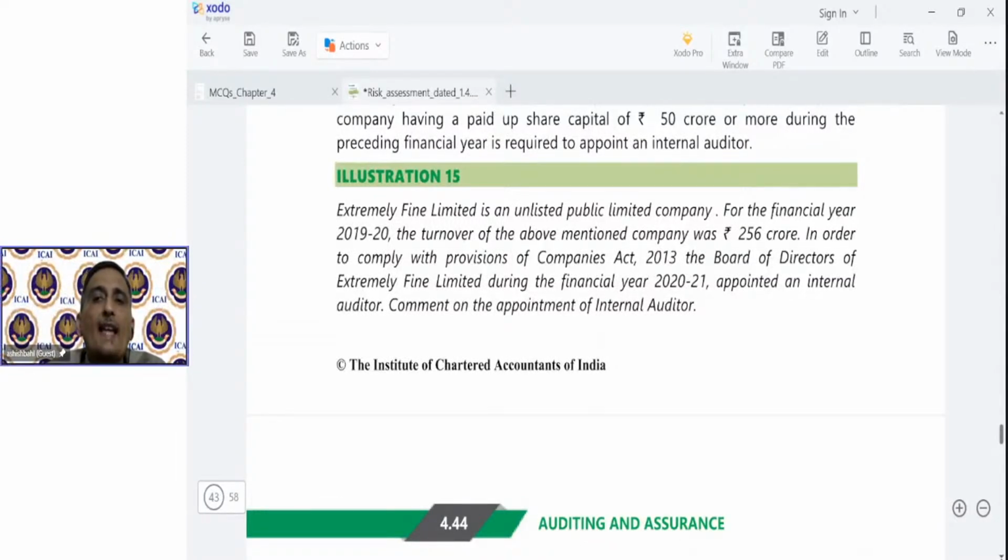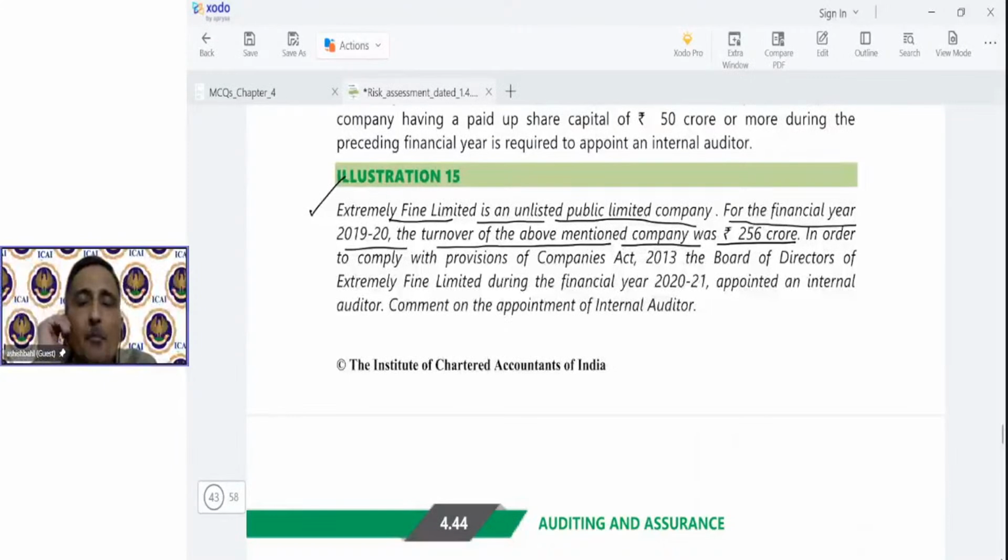So, see, this is an illustration. Extremely Fine Limited is an unlisted public limited company. For financial year 1920, the turnover of the above mentioned company was 256 crore. Now we are talking about an unlisted public company. Private company is out, listed company is also out.